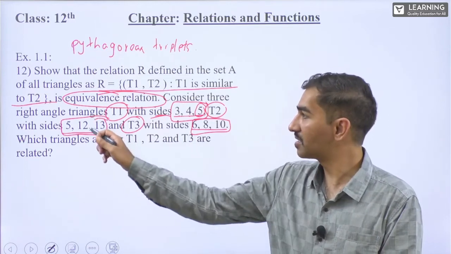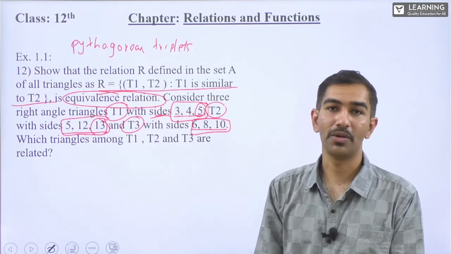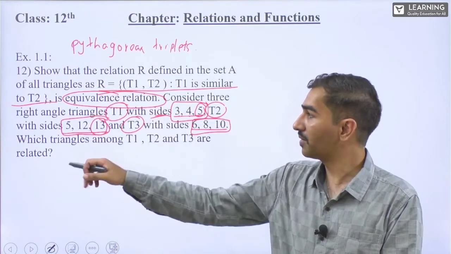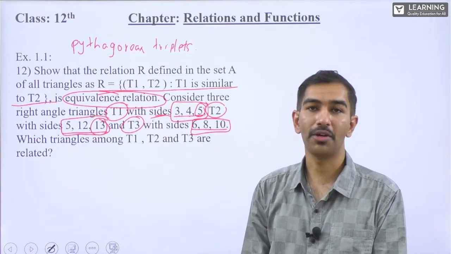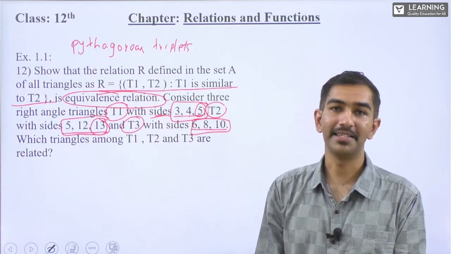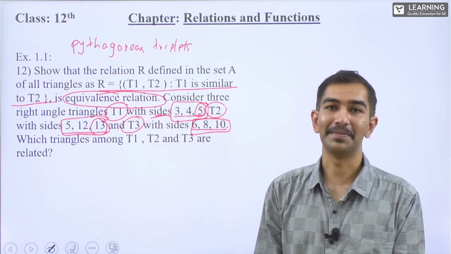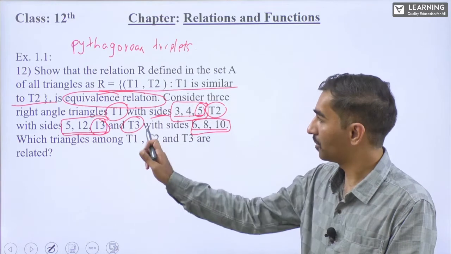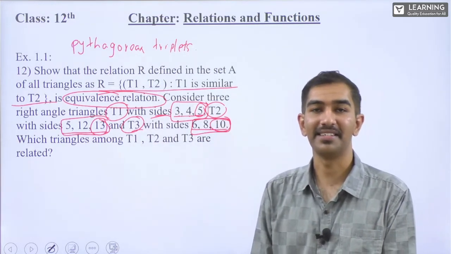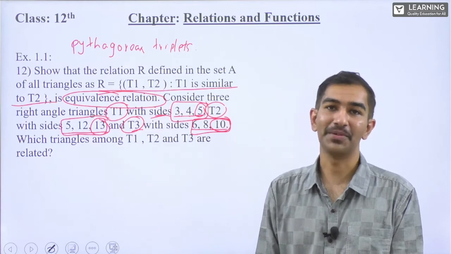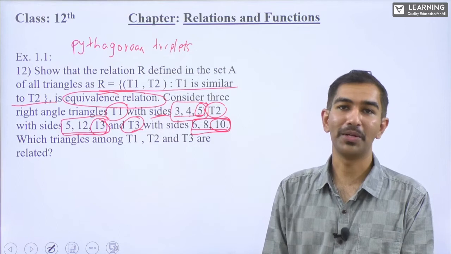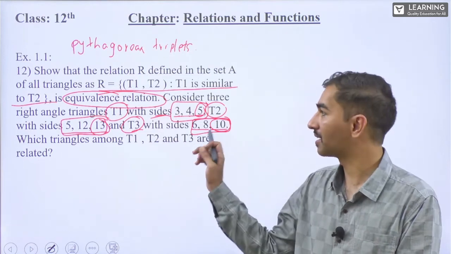Similarly here, students, this is the biggest side, 13. So what is 13 square? 169. So 12 square is 144, 5 square is 25. So 144 plus 25 is again 169, which means it is a right angle triangle satisfying the Pythagoras theorem. Same thing for T3 as well. 6, 8, 10. 10 is the biggest side. So what is 10 square? 100. 8 square, 64. 6 square, 36. Correct? So 64 plus 36 is equal to 100 again, which means it is a right angle triangle.